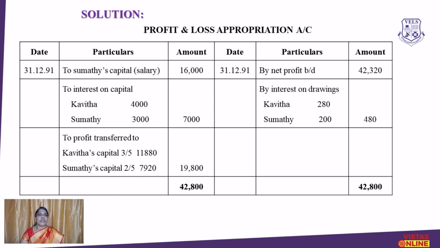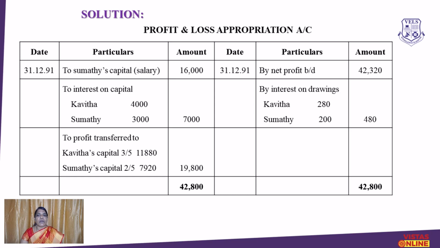Then you come to the debit side. In the particulars column, to Sumati's capital, that is the salary which was mentioned in the question, 16,000. So we can write it in the amount column. Then to interest on capital. For Kavita 4,000, we have to write it in the inner column. Then Sumati 3,000. Put the total, 4,000 plus 3,000, 7,000. We should write it in the outer column.